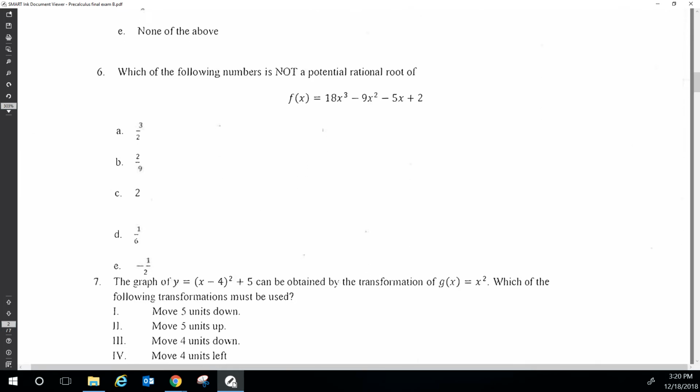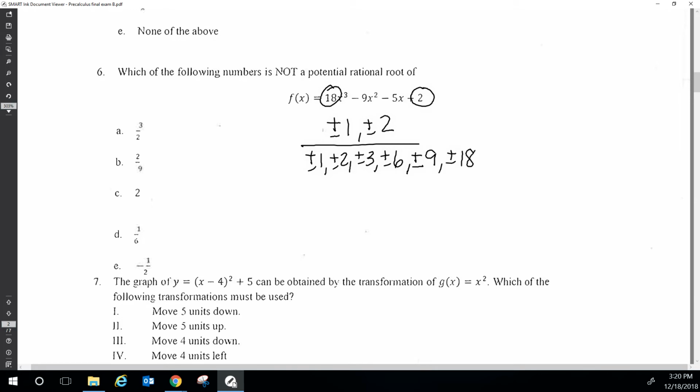Which of the following numbers is not a potential rational root of f(x)? Remember, your potential roots are the factors of the constant term over the factors of the leading coefficient. So plus or minus 1, plus or minus 2, all over 1, 2, 3, 6, 9, and 18. So it's either going to be 1 over 1, or 2 over 1, or 1 over 2, or 2 over 2, or 2 over 3.